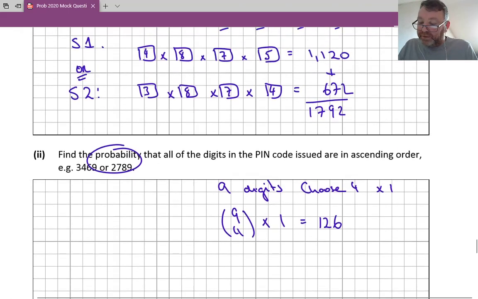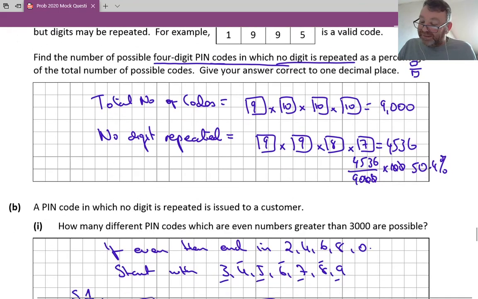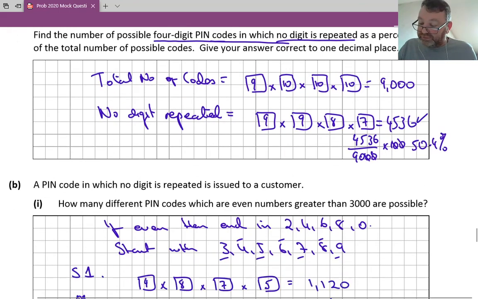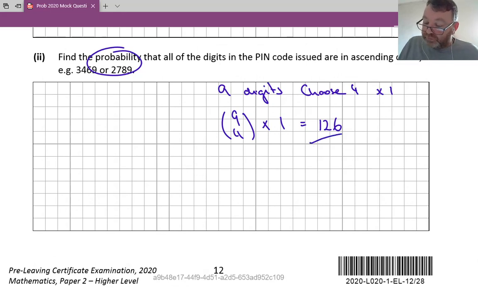So let's just go back up here for a moment. Did we find out earlier on what the probability was of no repetition? We did. There it is, 4536. So therefore, there are 126 ways out of 4536 to turn into a probability. And 126 out of 4536 is 1 out of 36.